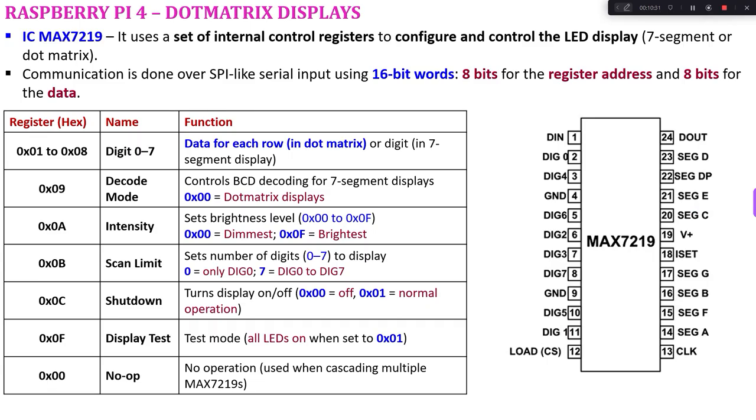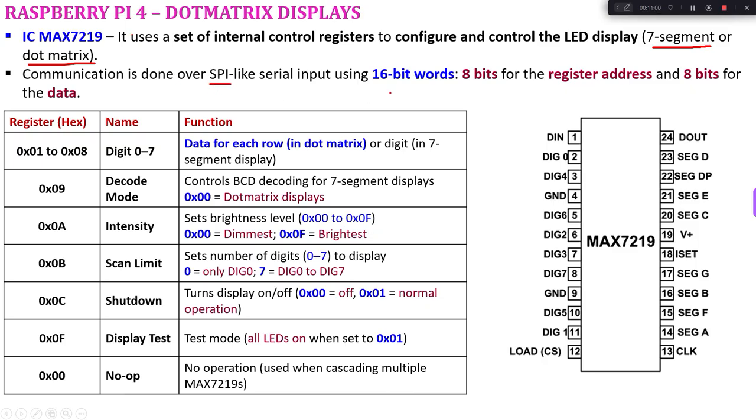The MAX 7219 IC has internal control registers, and by configuring these registers properly, we can get different functionality from this IC. Remember, this IC can be used for 7-segment displays or for dot matrix displays. The communication to this IC is via SPI.